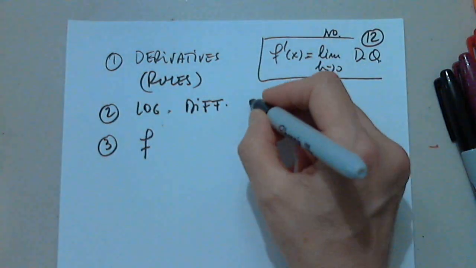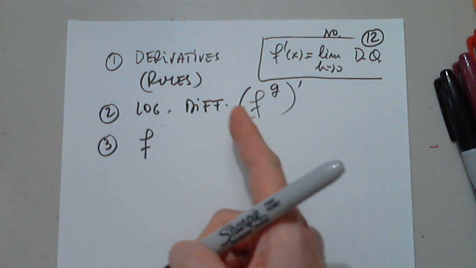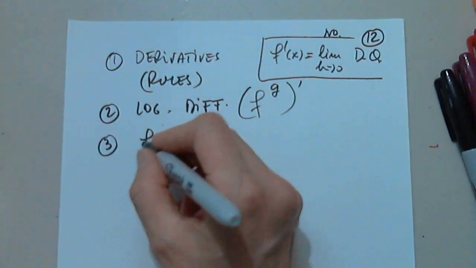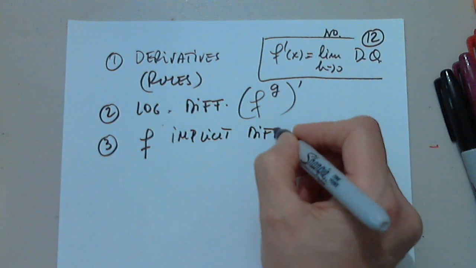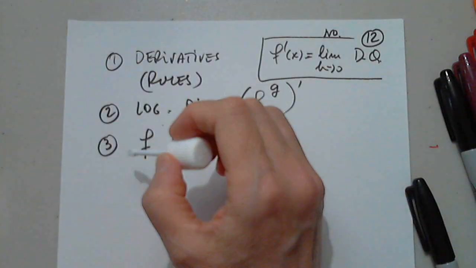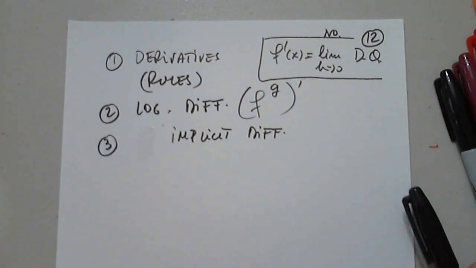Also, please review how to differentiate f to the g, prime. Maybe I shouldn't put it here. Okay, you have to apply log, and then you have to apply implicit differentiation. So I'm going to erase this, implicit differentiation. Then we are looking at related rates, which we just did.